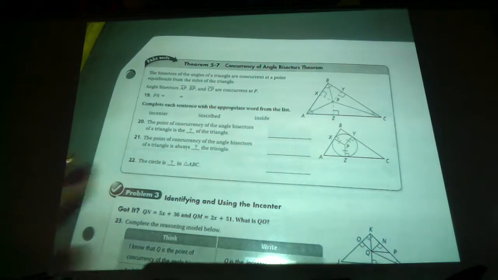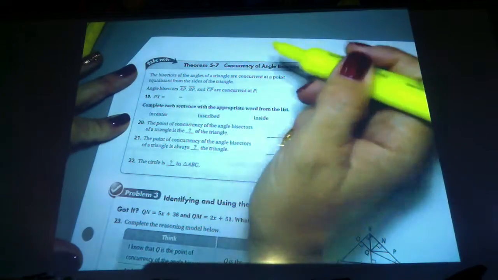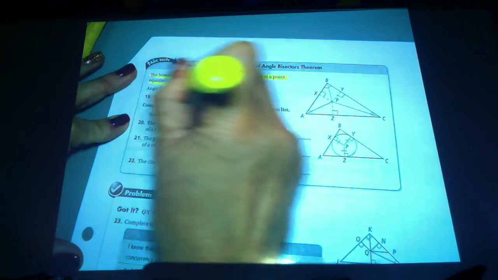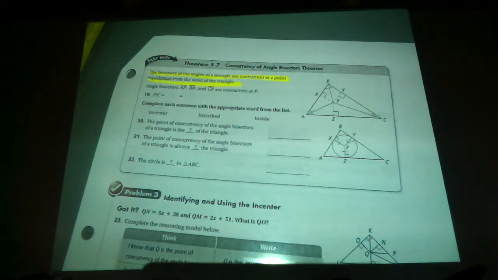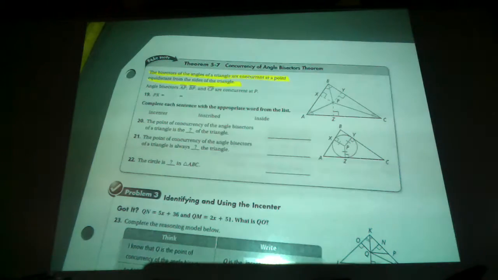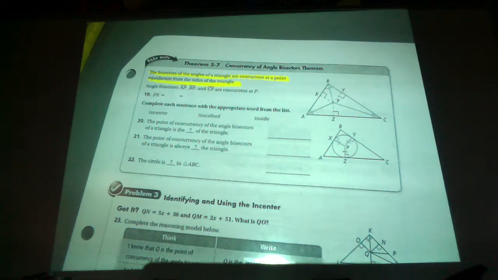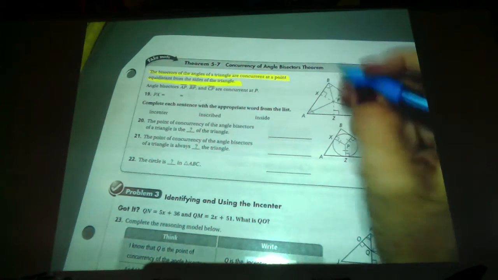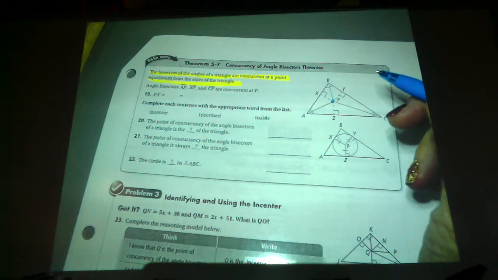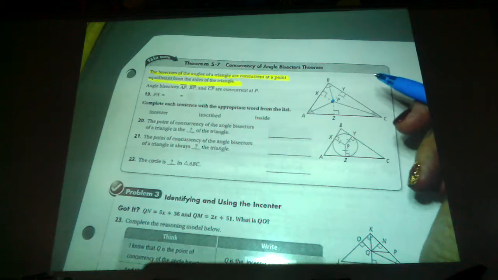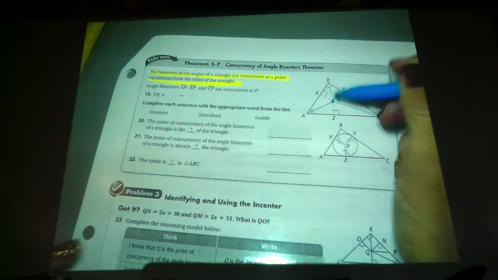Good. Okay, so then we come to another theorem. And this one is the concurrency of the angle bisectors. So it creates a fun little item also. So let's look at the theorem first. The theorem says that the bisectors of the angles of a triangle are concurrent at a point equidistant from the sides of the triangle. So this time, if we use the angle bisectors, the point that is created, in this case, this point right here, is kind of the reverse of the circumcenter. The circumcenter is equidistant from the vertices. This point here is equidistant from the sides.